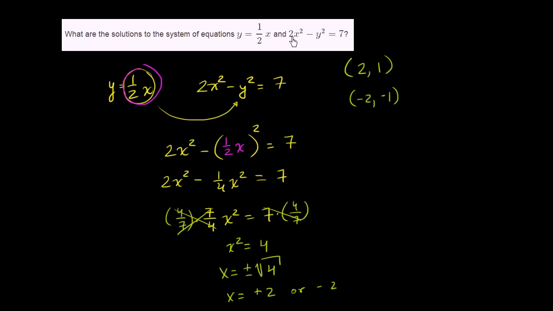And you can verify that they also satisfy this second constraint right over here. 2 times 2 squared is, well, 2 squared is 4. 2 times that is 8, minus 1 squared is 7. 2 times negative 2 squared is still 8, minus negative 1 squared still equals 7. So the solutions to the system of equations: one is the coordinate 2, 1, x is 2, y is 1. The other is the coordinate negative 2, negative 1. x is negative 2, and y is negative 1.